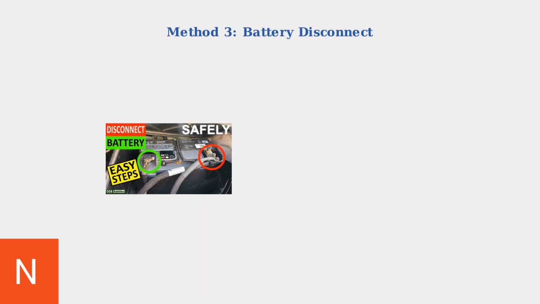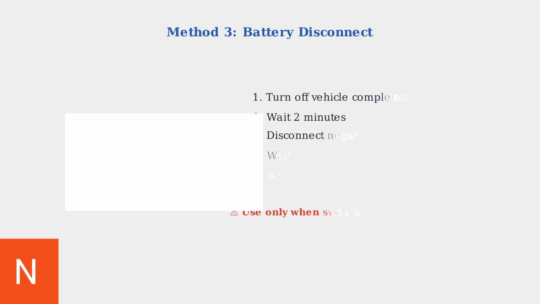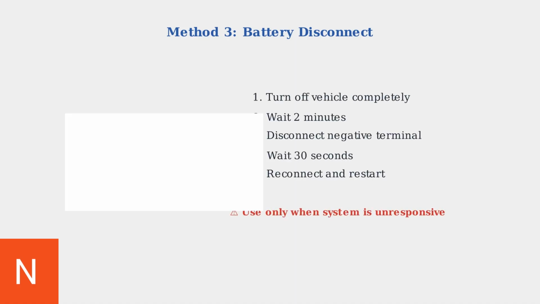If your MyLink system is completely unresponsive and won't react to button presses, you'll need to use the battery disconnect method. This method should only be used when the system is completely frozen. Start by turning off your vehicle completely and removing the key or disabling push-button start. Turn off the vehicle and wait 2 minutes. Then carefully disconnect the negative battery terminal for 30 seconds. This completely resets the electrical system.